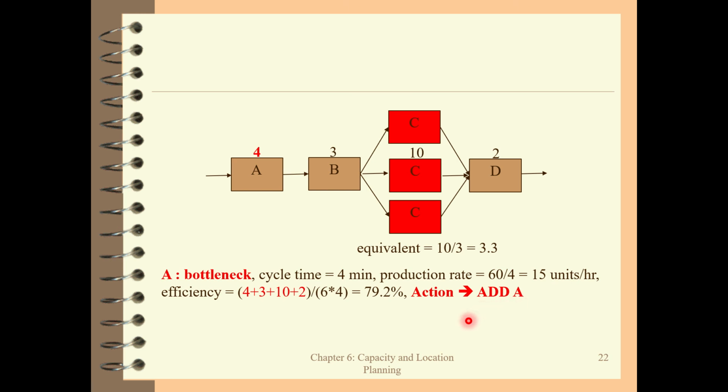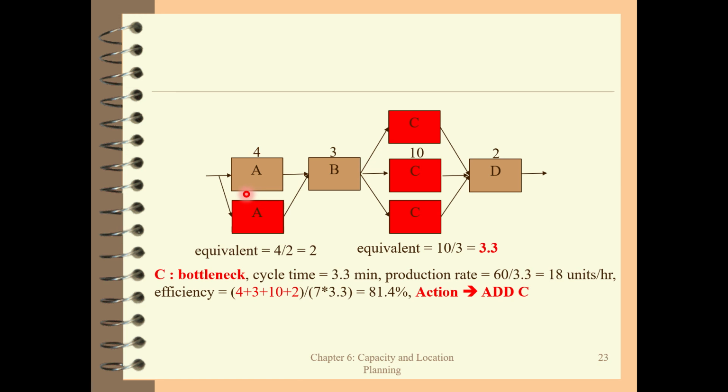And again, if you want to increase more production rate, you need to add the bottleneck machine. And at this time, the bottleneck is machine A. You need to add one more A here. Then the equivalent cycle time of machine A is 2 because 4 divided by 2 is 2. Now we have 2, 3, 3.3, and 2. The bottleneck is moving to here because this one is the highest. So the cycle time of the line now is 3.3.